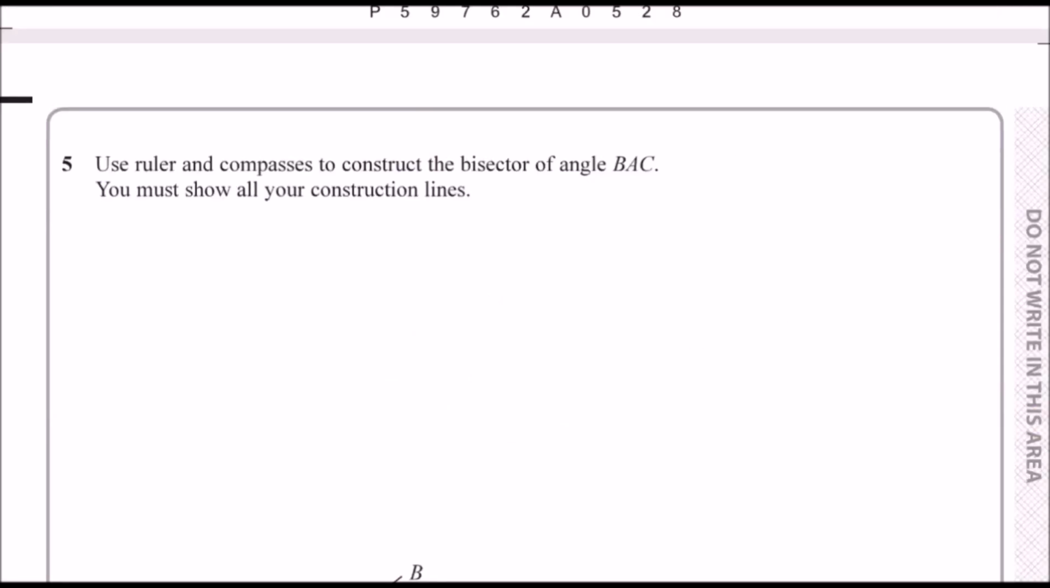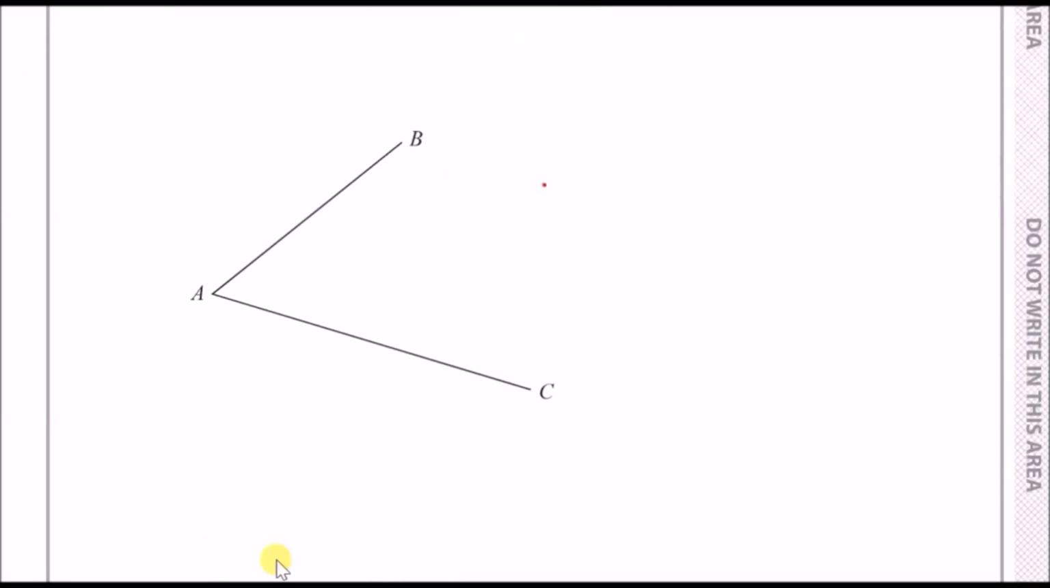All right, guys, number 5. So here we need to use rulers and compasses to construct the bisector of a given angle. And here we got to show all your construction lines. All right, so this is kind of like a common problem, yeah? And there's actually a certain way to do this.